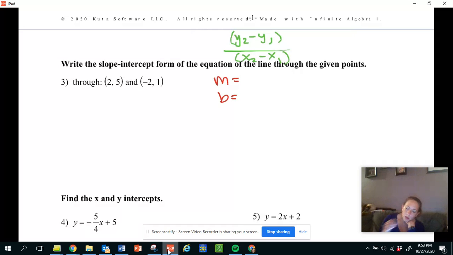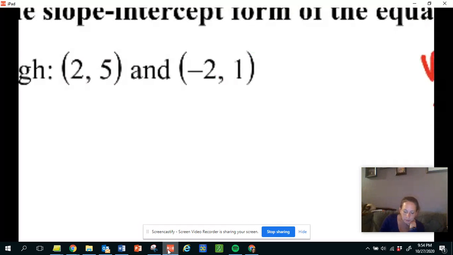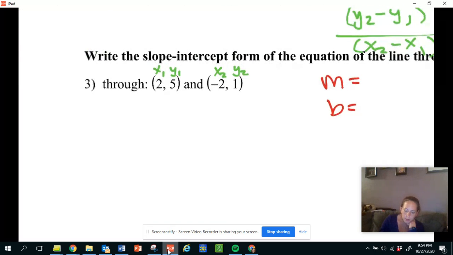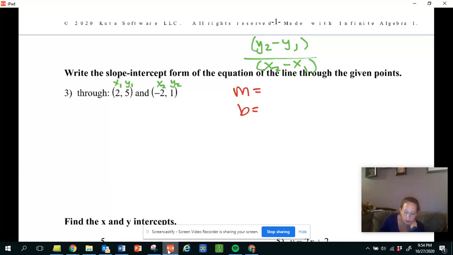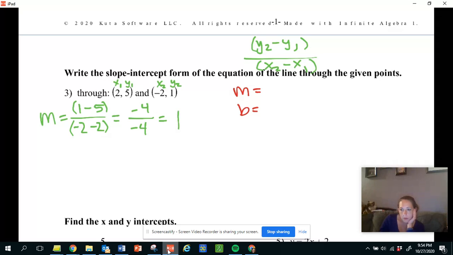So anyway, I'm going to label my points x1, y1, x2, y2, and then I'm going to plug them in. So my slope is going to be, on top I've got 1 minus 5, and on the bottom I've got negative 2 minus 2. So 1 minus 5 is negative 4. Negative 2 minus 2 is also negative 4. Negative 4 divided by negative 4 is just 1. So look, we found our slope.